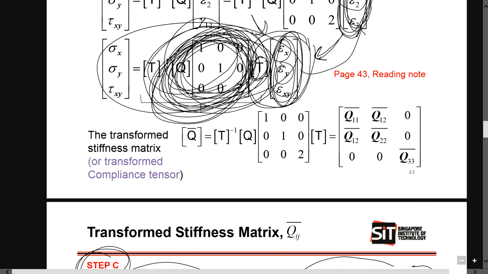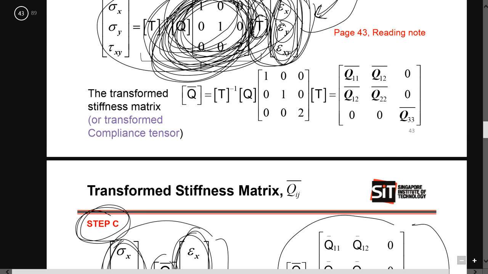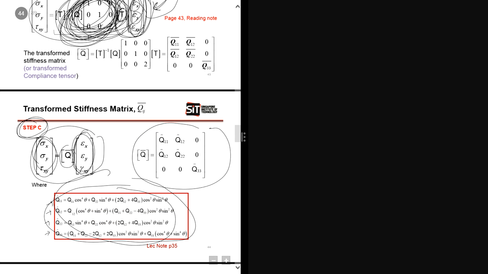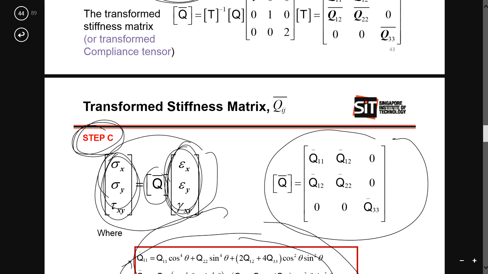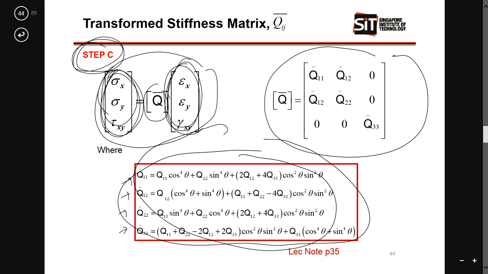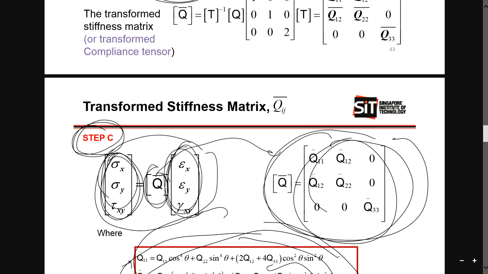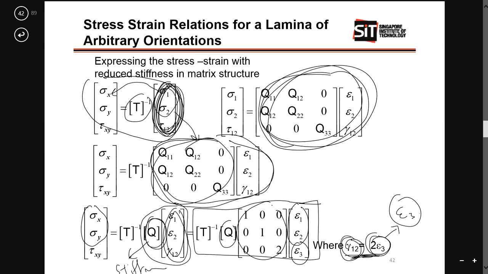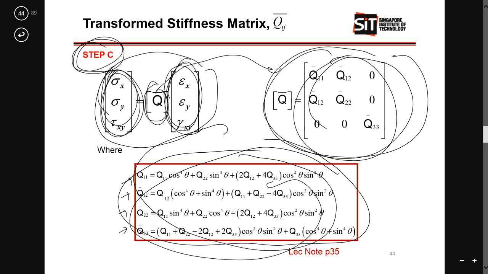So this thing over here, sigma x and sigma y, is over here. Your strain epsilon, then your sigma x and y is here. Your Q bar is equal to this thing, and this thing is equal to this thing. That's all this page is trying to say. There is a lot going on, but once you know it, it's pretty straightforward. And this is the last page of that particular lecture.